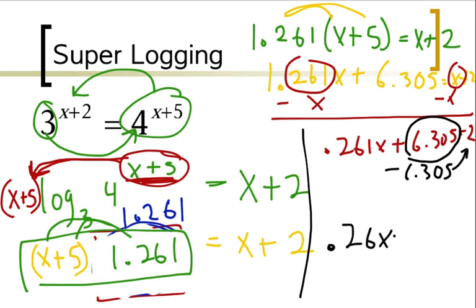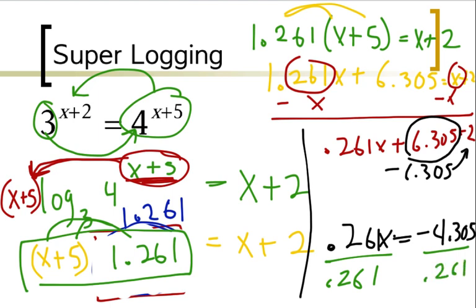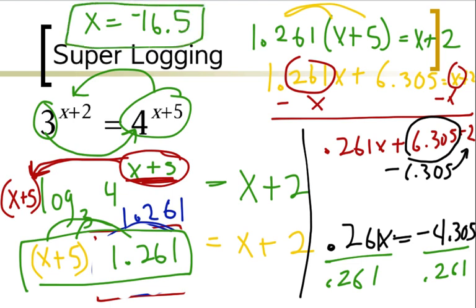0.261x equals 2 minus 6.305 gives me negative 4.305. And then to finish, we need to divide by this 0.261. And my final answer should be negative 16.49, so 16.5 really. So x equals negative 16.5.